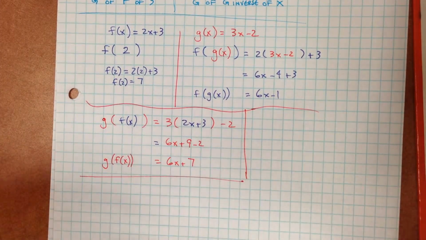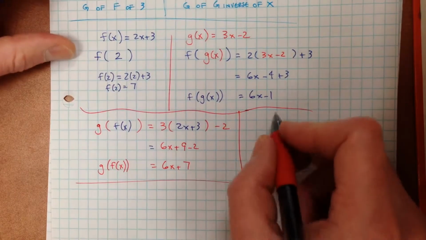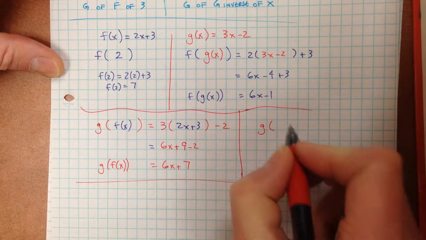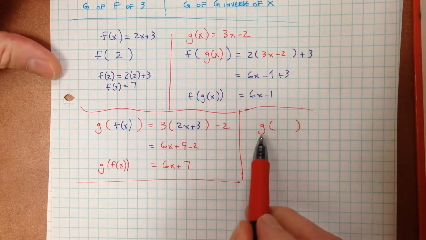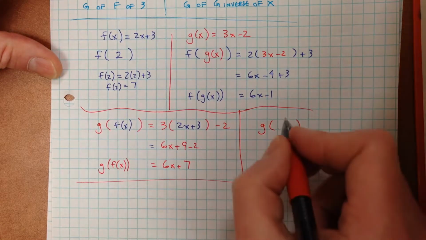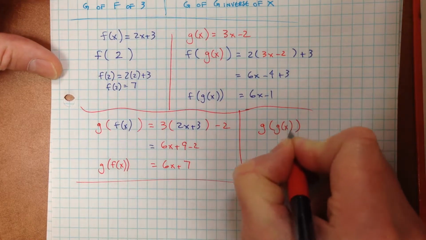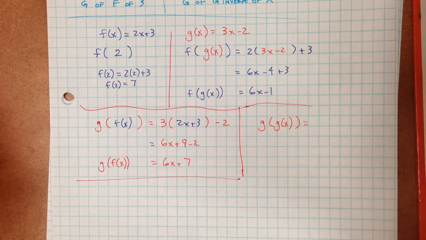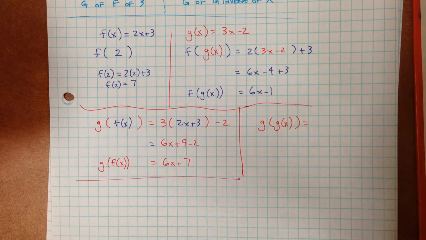You can do crazy things. We can do kind of like, if you've seen the movie Inception, a dream in a dream. We could do g of, well, what am I going to substitute into g of x? How about g of x? Awesome. That's pretty cool.